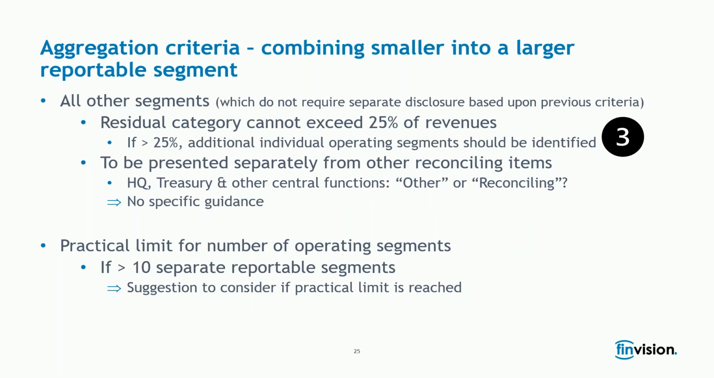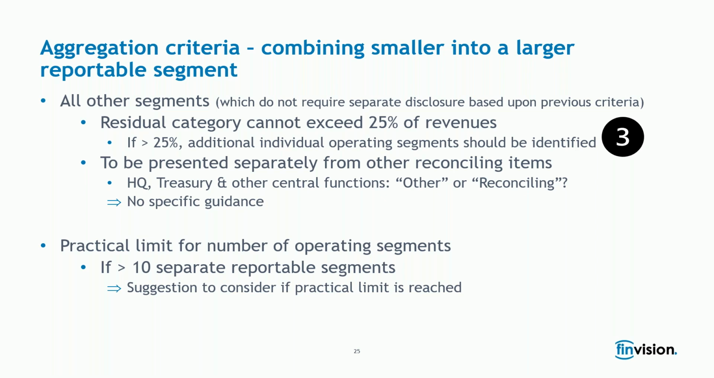Aggregation criteria, that's the last step. If you're there, as said, the residual category which you combine, the other, cannot exceed 25% of revenues. If you still exceed 25% in the remaining category, take a step back and look at what segment you can report separately as well, to make sure that the other category drops below 25%.